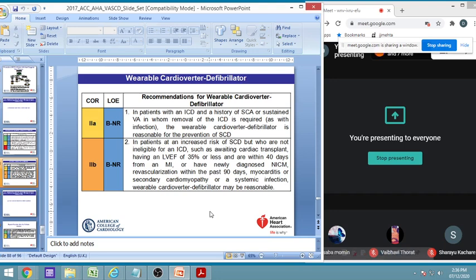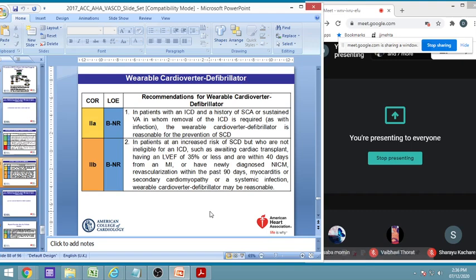There are also what we call wearable cardioverter defibrillators. These are for patients with a recommendation for ICD and a history of sudden cardiac arrest or sudden ventricular arrhythmias, in whom removal of the ICD is required because of infection or some other reasons. Then we can give them a wearable cardioverter defibrillator. It is reasonable for prevention of sudden cardiac death after cardiac arrest.